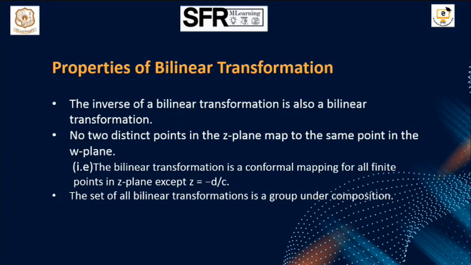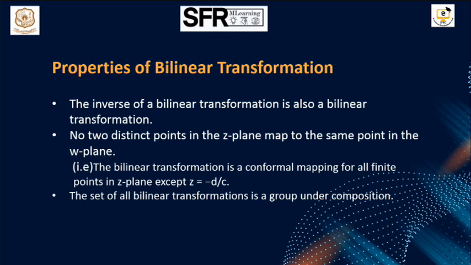Next, we discuss the properties of bilinear transformation. The first one is the inverse of any bilinear transformation is also a bilinear transformation. And next, no two distinct points in the z plane map to the same point in the w plane. That is, the bilinear transformation is a conformal mapping for all finite points in the z plane except the point z equal to minus d by c. For that point only, the denominator becomes 0. Therefore, it is a conformal mapping for all points except this one.